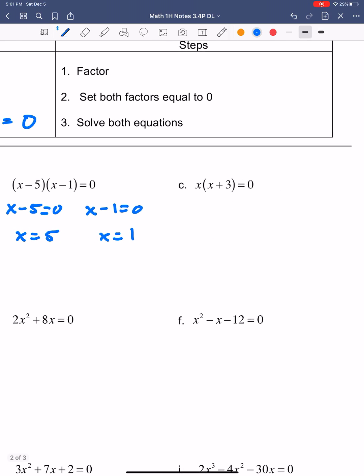Moving to letter C, same idea here, except we have two factors, right? But it's not a binomial times a binomial. In this case, it's just a monomial times a binomial. So we're just going to say, okay, well, the first is just an x, so that's just x equals 0, and the other option is x plus 3 equals 0. So we don't have to solve that first one, right? That's just our first option, or x could be negative 3.